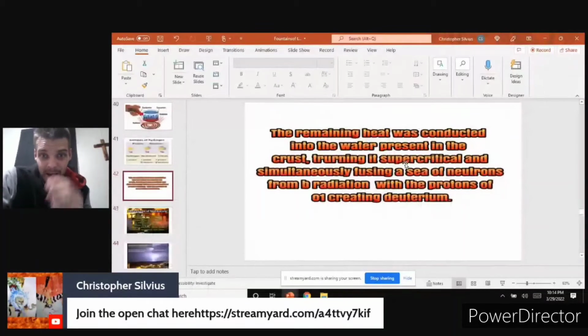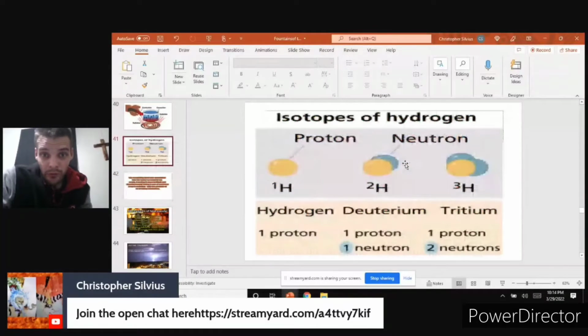It increases the surface area, acts like fins on an engine, and then also you have the remaining heat conducted into the water itself that was present in the crust, and in turn it's already supercritical, and so this basically fuses a sea of neutrons from Bremsstrahlung radiation with the protons of hydrogen-1 to make deuterium. So here are some isotopes of hydrogen. You have hydrogen with 1 proton, 1 neutron, which is deuterium, and then 1 proton and 2 neutrons is tritium.